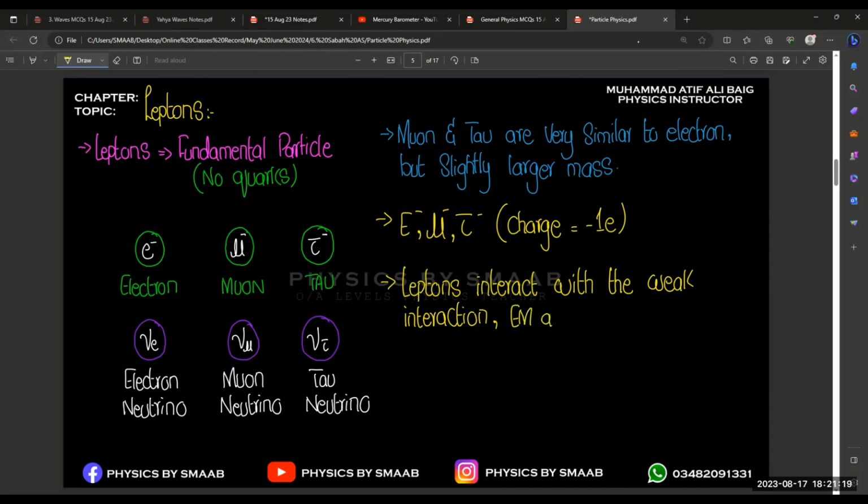Electromagnetic and gravitational forces. So when we are working with the weak forces like the electromagnetic force and the gravitational force, for that purpose we are using electrons, muons, and tau, right?